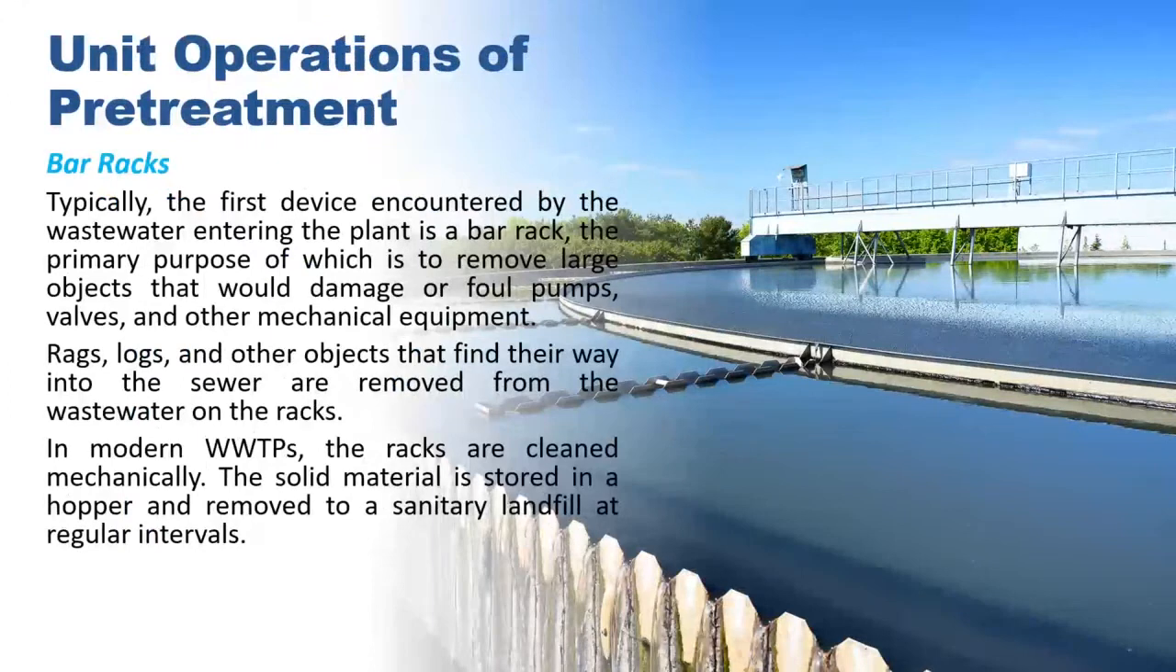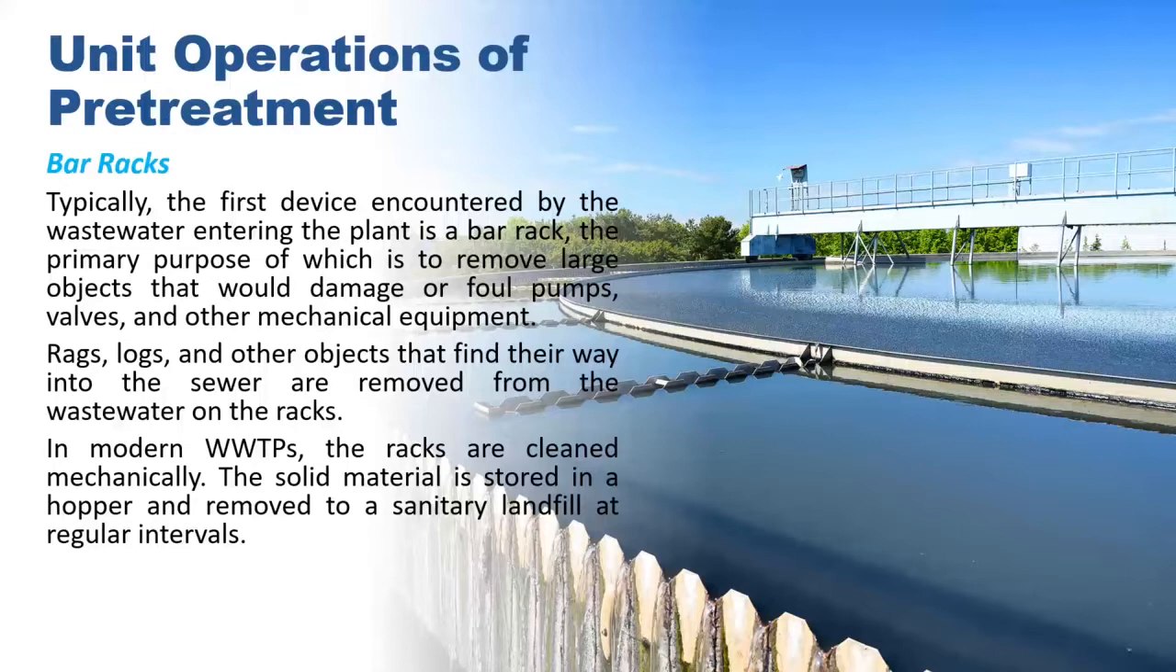Hi, for the continuation of the wastewater treatment and technology, we will move on to the unit operations of pre-treatment. First, bar racks. Typically, the first device encountered by the wastewater entering the plant is a bar rack, the primary purpose of which is to remove large objects that would damage or foul pumps, valves, and other mechanical equipment. Large objects include stones, rocks, debris, and metals.